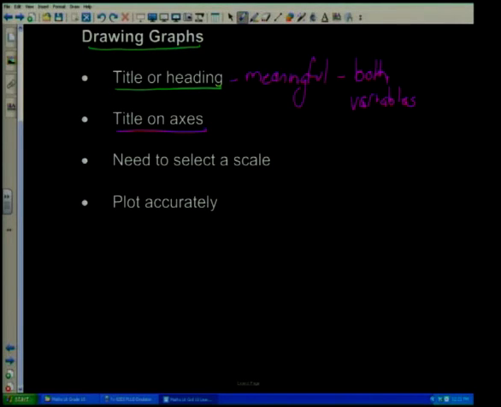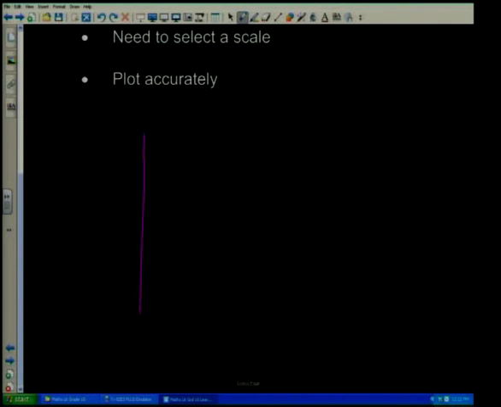Then the next thing that's important is we need to have a title on our axes. So if I draw a quick axis, what do I mean? I told you earlier that this was X and this was Y, but that's not important. So in actual fact, let's delete those. What I need to know is you're going to have a heading here, and I need to know a title. What is this title? And I want you again to be specific and to include the units.